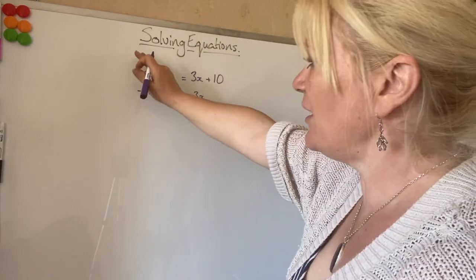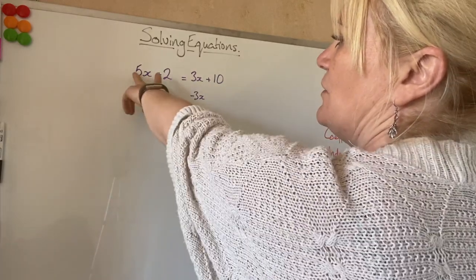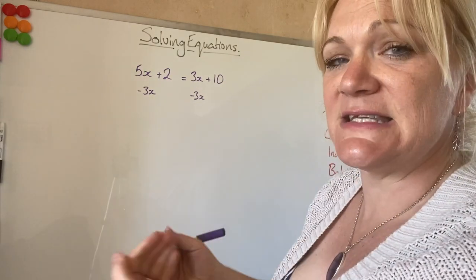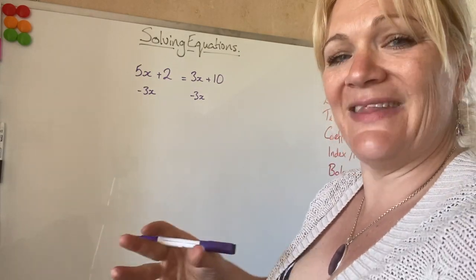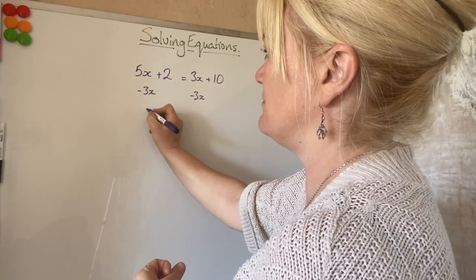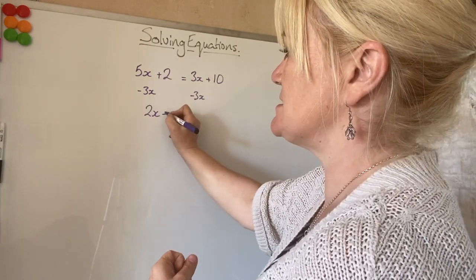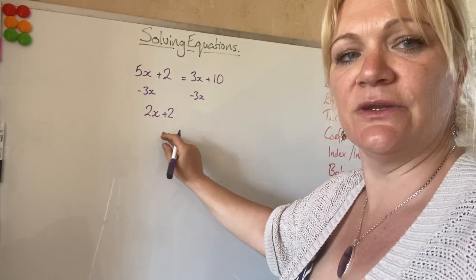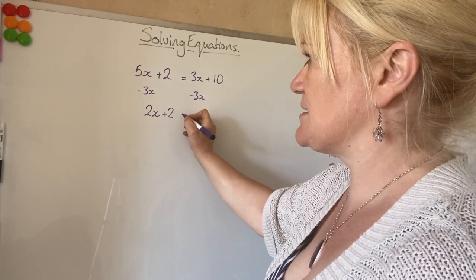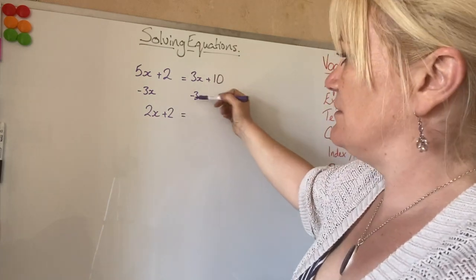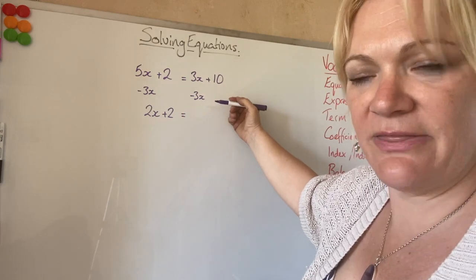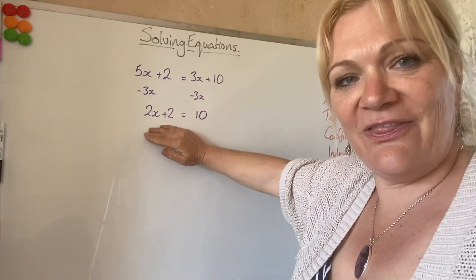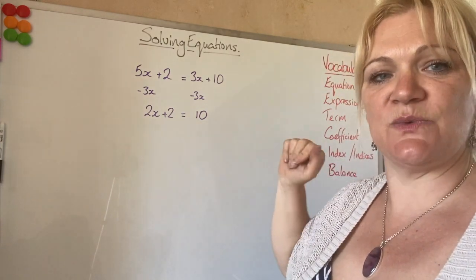So 5x plus 2 take away 3x, or 5x take 3x, because we do all the like terms together, all the same things, like terms, they're the same as each other. 5x take 3x is 2x, plus 2, that's not a like term, it's different from the 5x or the 3x, it's got no value of x with it, so it's just plus 2. And that's going to be equal to 3x take 3x is nothing, we've got rid of all of them, just 10 now.